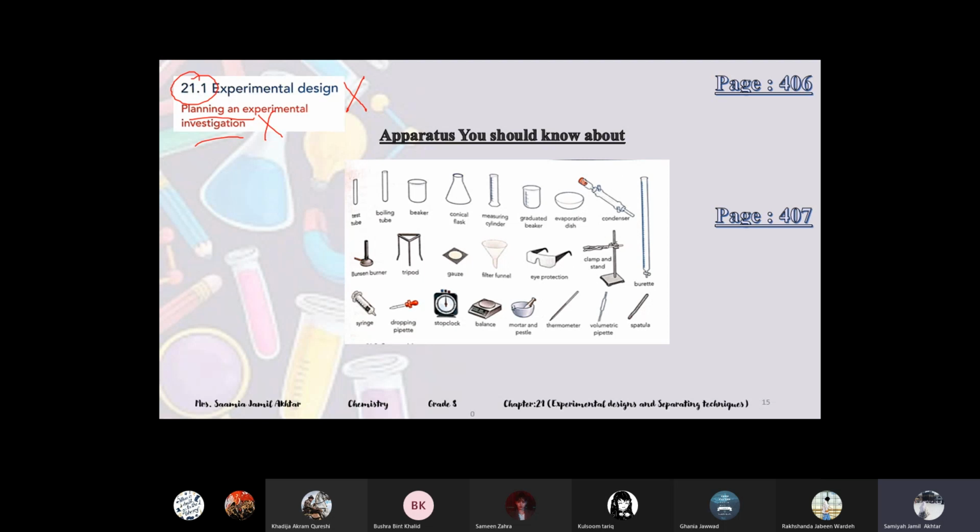In this topic, we will only study about these apparatuses. You should be knowing about these things, because these apparatuses will be used in the later techniques which we'll study. So first of all, there is a test tube. Only put a tick on this diagram on page 407. Then only this diagram is included. There are many questions in the past papers in which there is a diagram and you have to label the apparatuses. So you must know about the names of these apparatus and in which technique they are used.